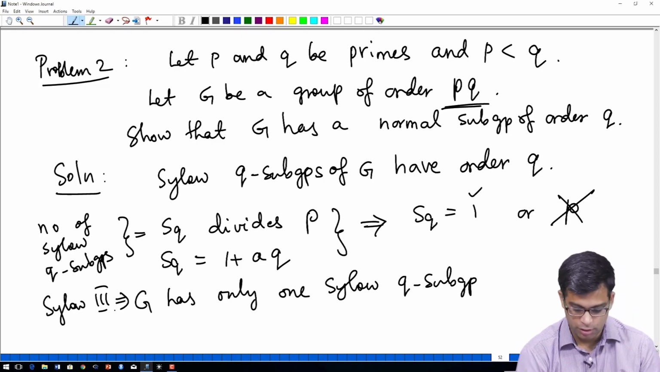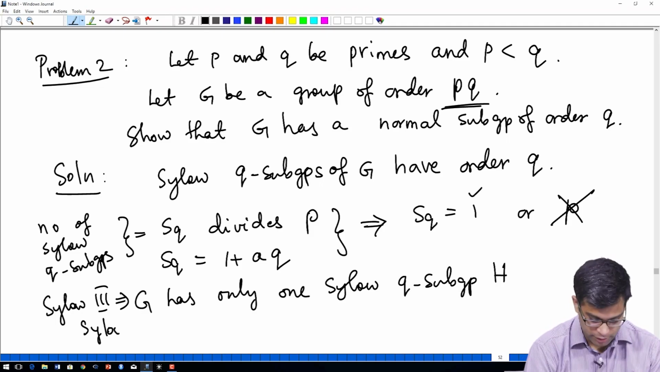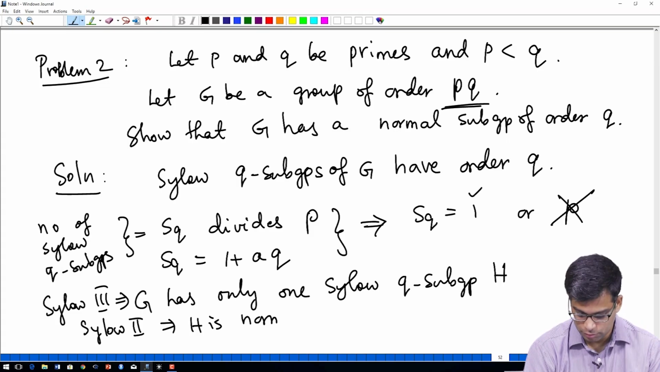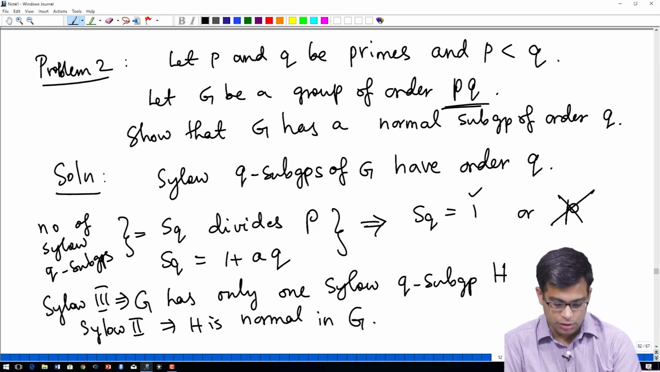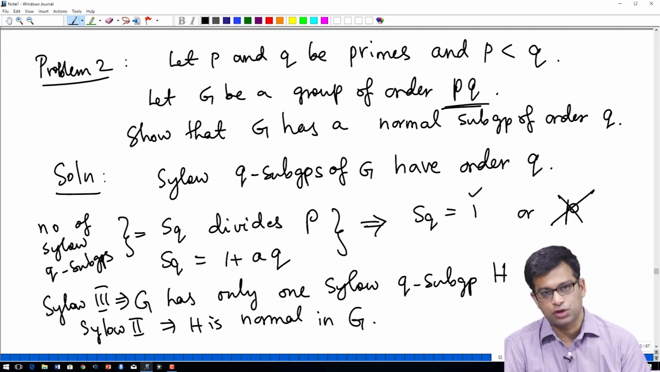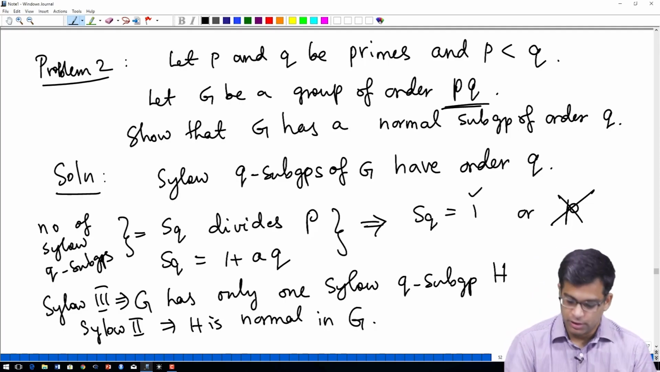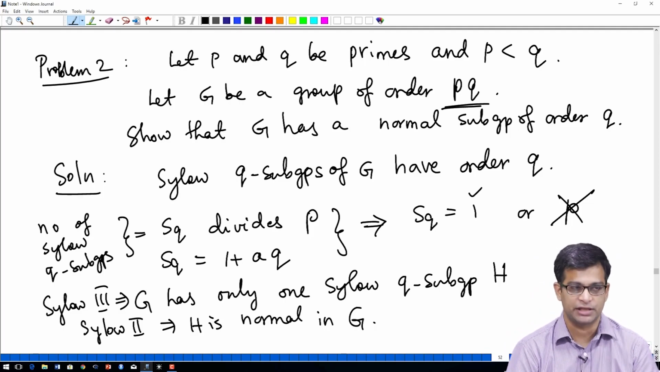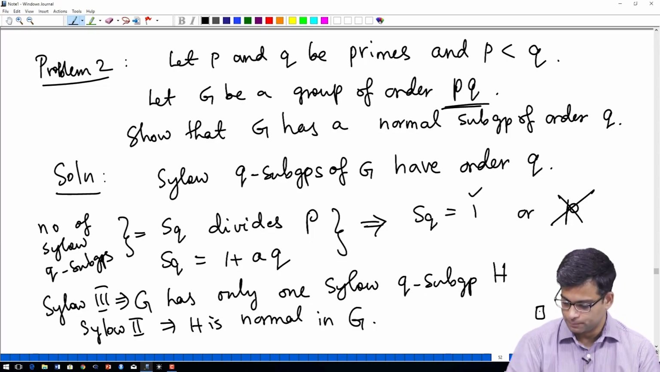G has only one Sylow Q subgroup, let us say H, and Sylow 2 implies H is normal in G, because any two Sylow Q subgroups are conjugate. If you take H and conjugate it, it's another Sylow Q subgroup, because it is a subgroup and it has Q elements, but because there is only one Sylow Q subgroup, that must be H. So all conjugates of H are H, so H is normal in G. So this is the solution.